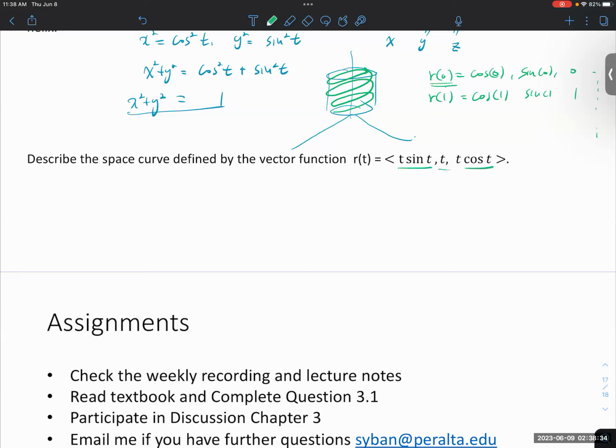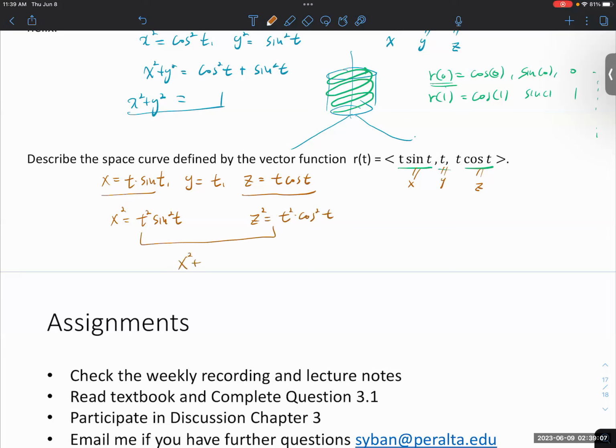So here we have 3 components. So I'm going to calculate it. So let's say this is X, this is Y, this is Z. So you can say X equals T times sine T, Y equals T, Z equals T times cosine T. And then I feel like I can do something with X and Z. So X squared is T squared sine squared T, Z squared is T squared cosine squared T. So I can add them up. So X squared plus Z squared is T squared sine squared T plus T squared cosine squared T.